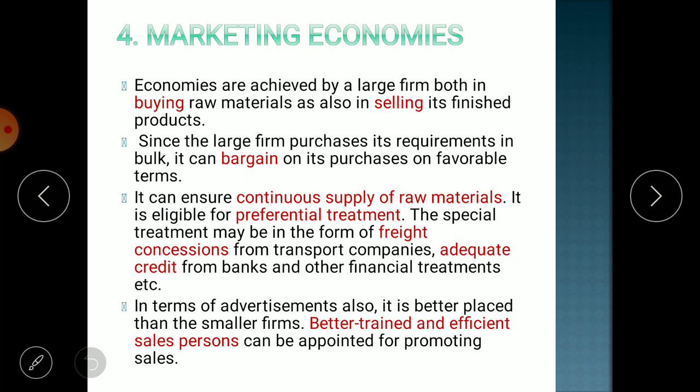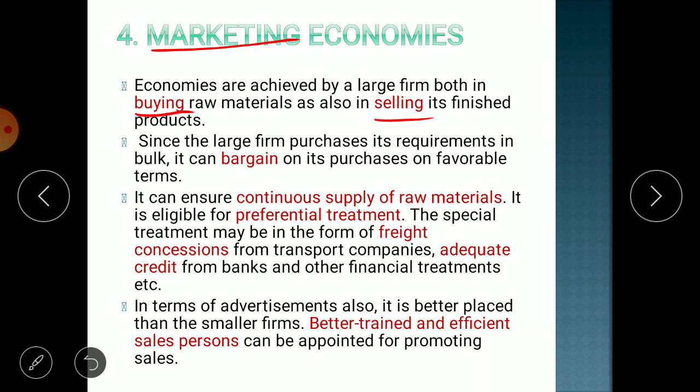Economies are achieved by large firms both in buying raw material and also in selling their finished product. Marketing generally we consider as the selling activity only. But here we are thinking from both points of view: one is purchasing, that is buying, and second is selling. A large firm has benefit at both extremes. When they are purchasing, they have benefit, and when they are selling, they have benefit.